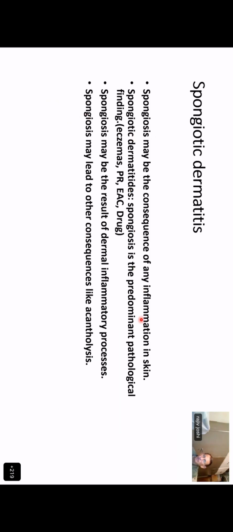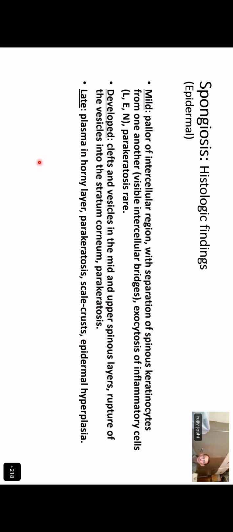So spongiosis may be the consequence of any inflammation in the skin. When we talk about spongiotic dermatitis, we are basically talking about those conditions in which spongiosis is the predominant pathological finding. So all the eczemas, pityriasis rosea, erythema annulare centrifugum, and some drug reactions, not all, but some. Spongiosis can also be the result of dermal inflammatory processes, but in that case, you can make a diagnosis based on whatever the dermal problems are. So when you talk about spongiotic dermatitis, the primary pathology is within the epidermis. And spongiosis can lead to other consequences like acantholysis, but you can very rarely see acantholytic cells in spongiotic conditions.